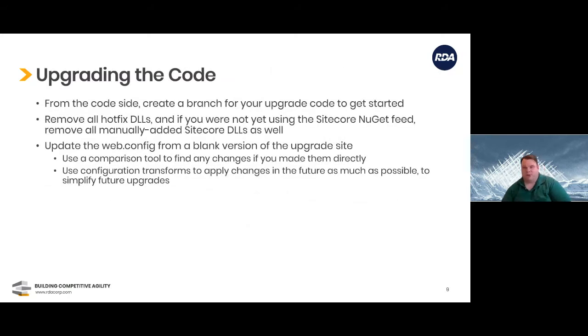So we'll start with code upgrades, which as a developer is more near and dear to my heart. There's a little bit more on this, and then we'll get into the content part next. So I try to separate these into the code part and the content part. Starting with the code, as I mentioned first, you create the branch for your upgrade code to get started. You're going to want to pull out any of the hotfix DLLs. So if you ever had to go to support and they gave you a hotfix, or they gave you a new version of Sitecore kernel, and they said, this is only for this version and only for this condition.